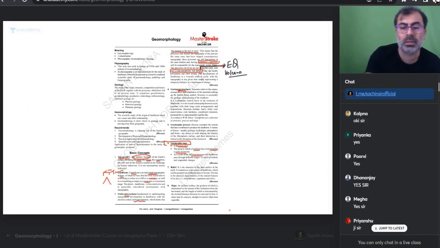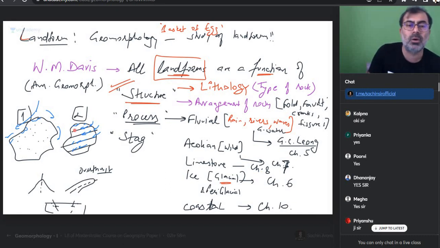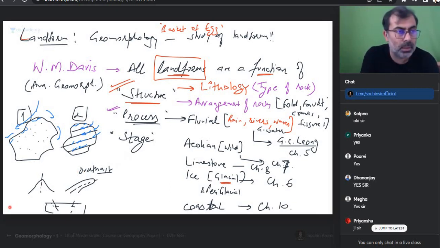And we're talking about important processes. So what did Davis say? All landforms are a result of structure, process, and stage. What is stage? So everyone, your parents, both of them are professors at IIT.